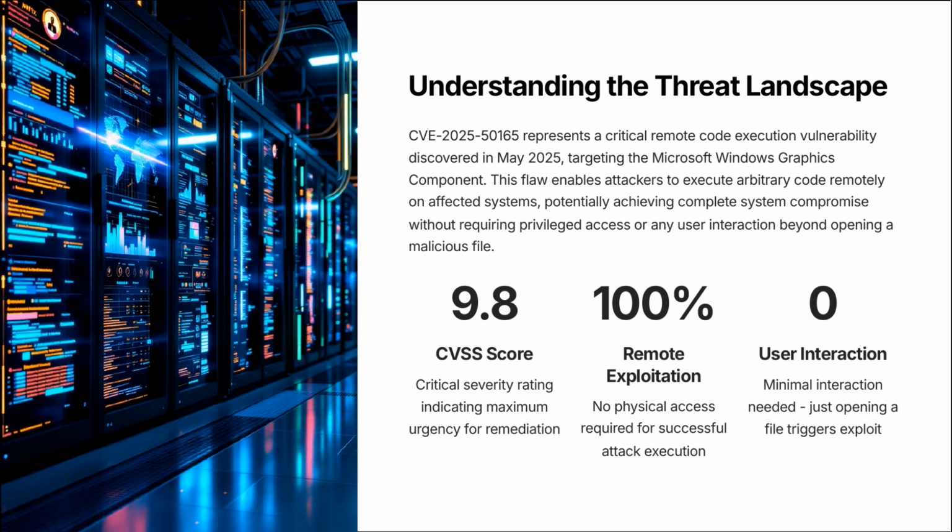If we look at the CVSS score, it stands at a high 9.8. This is a critical severity rating, and it indicates the maximum urgency for remediation. The vulnerability can be exploited remotely without requiring any physical access. All it takes is successful attack execution, and the system is compromised. The user interaction required for this exploit is minimal. Simply opening a malicious file triggers the exploit. This means that the user doesn't have to perform any complex actions for the attack to be successful.